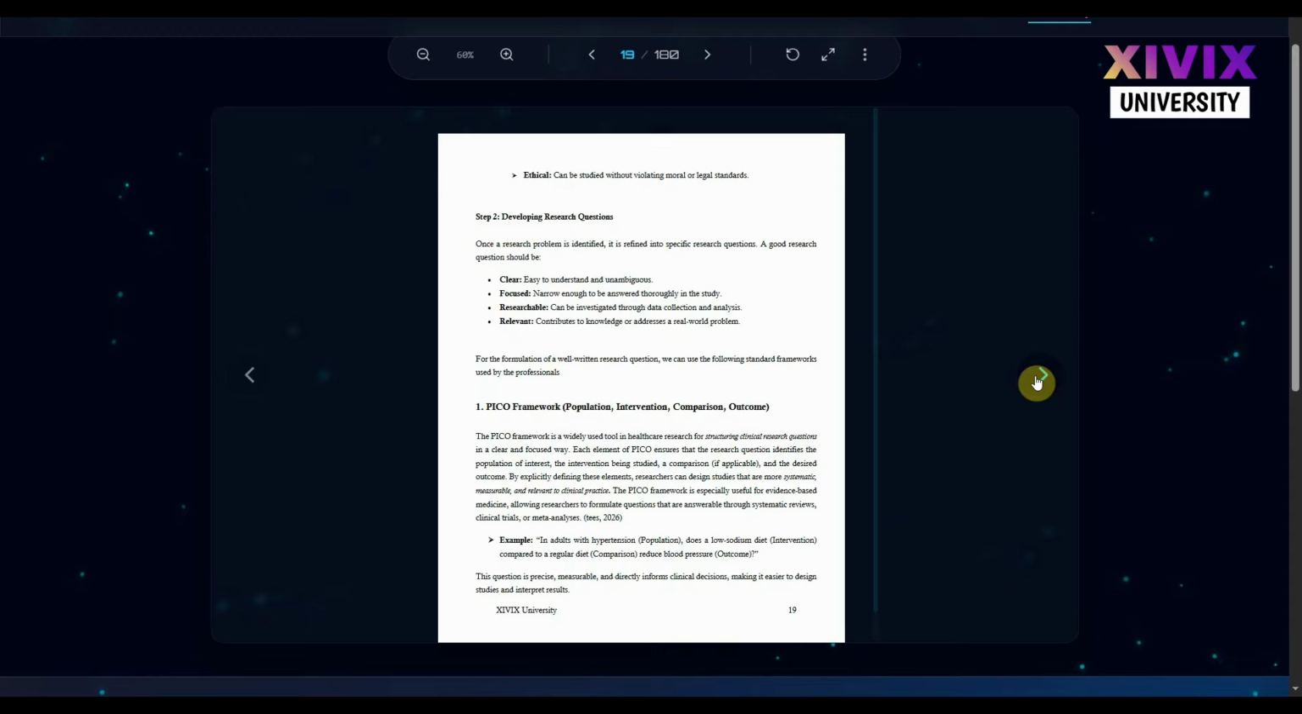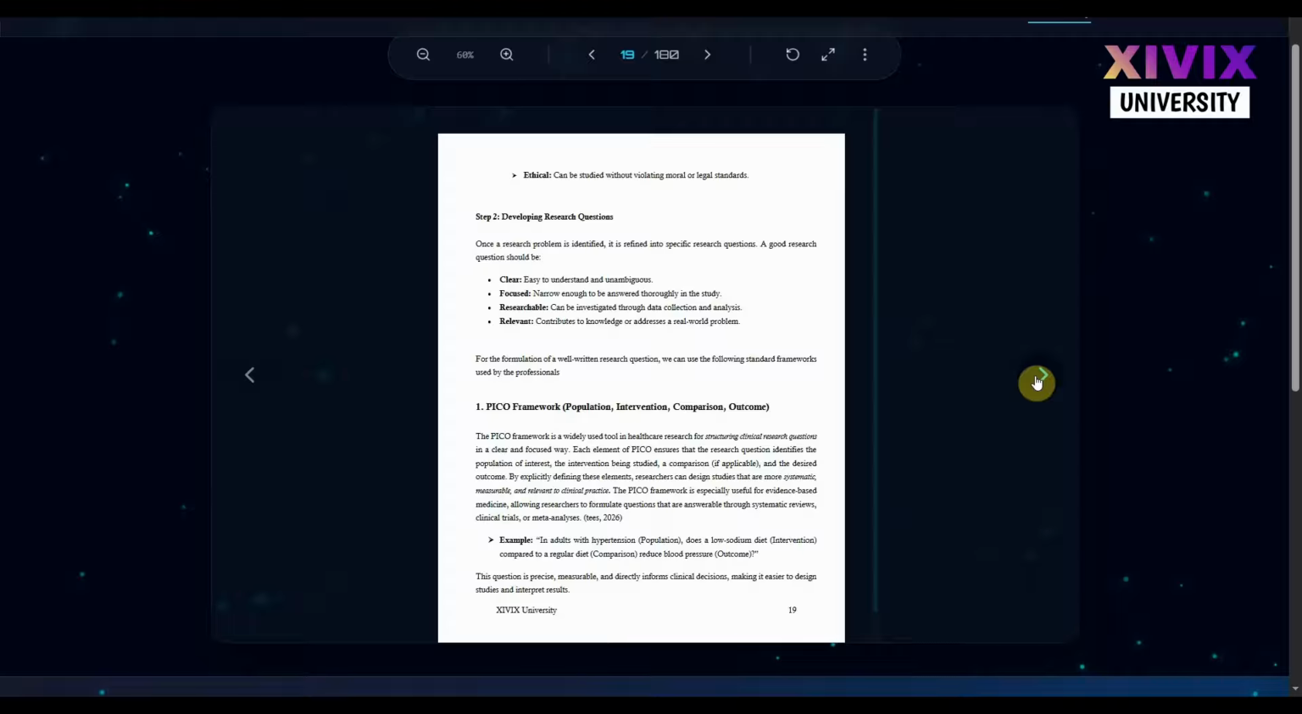So the question is structured like this: in adults with hypertension, does a low sodium diet compared to a regular diet reduce blood pressure? That's the research question. This question is precise, measurable, and directly informs the purpose of this research.